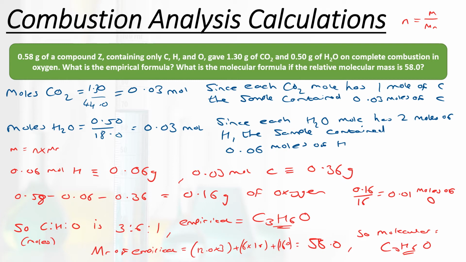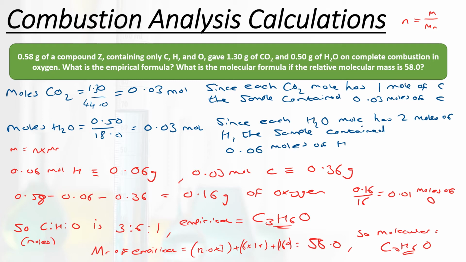So let's say we have a question where we have 0.5 grams of a compound Z, and we're told that it contains only carbon, hydrogen and oxygen, and it gave 1.3 grams of carbon dioxide and 0.5 grams of water on complete combustion in oxygen. The reason I'm going through this is because the way we work out this type of empirical formula question when it's given from combustion data is slightly different. We're asked what is the empirical formula and what is the molecular formula if the relative molecular mass is 58.